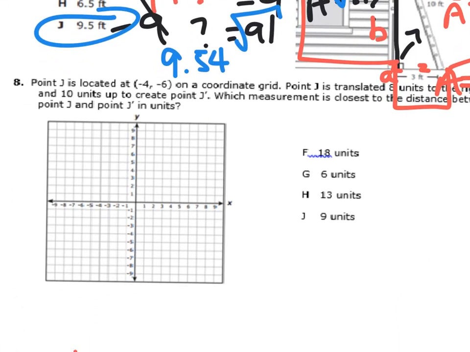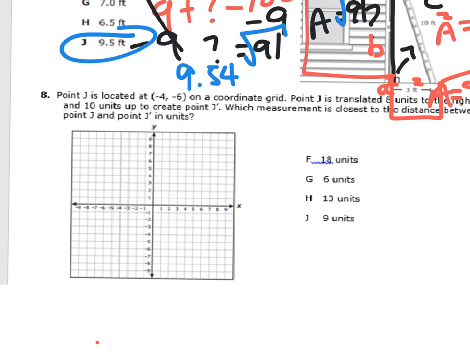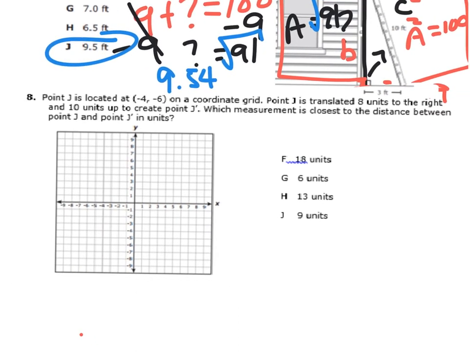Now for our last one, point J is located at -4, -6 on the coordinate grid. Let me erase this. J is translated 8 units to the right and 10 units up to create point J prime. Which measurement is closest to the distance between point J and J prime in units? So we're going to go ahead and start off by plotting our point J, -4, -6, right here, J. And then we're going to go ahead and translate it 8 to the right. So this is 8 to the right, and then 10 units up.